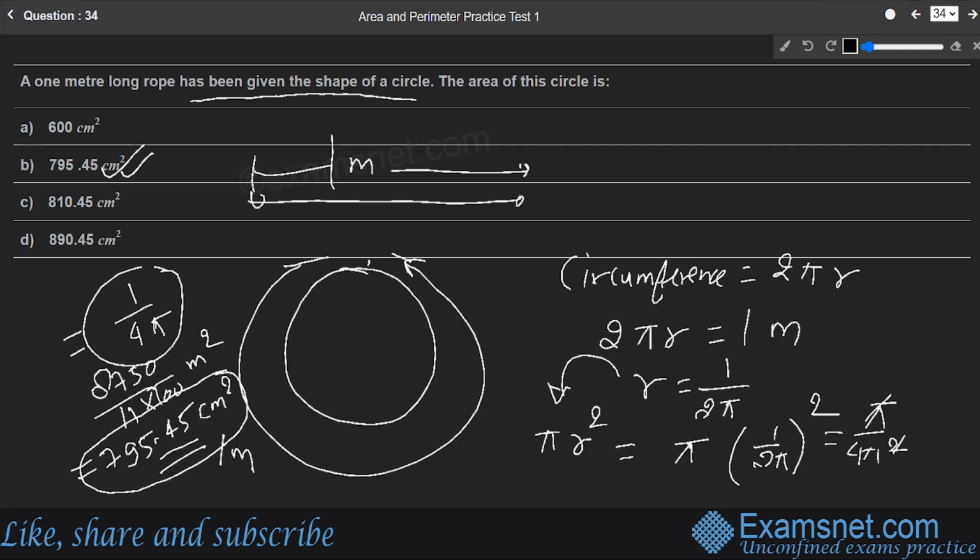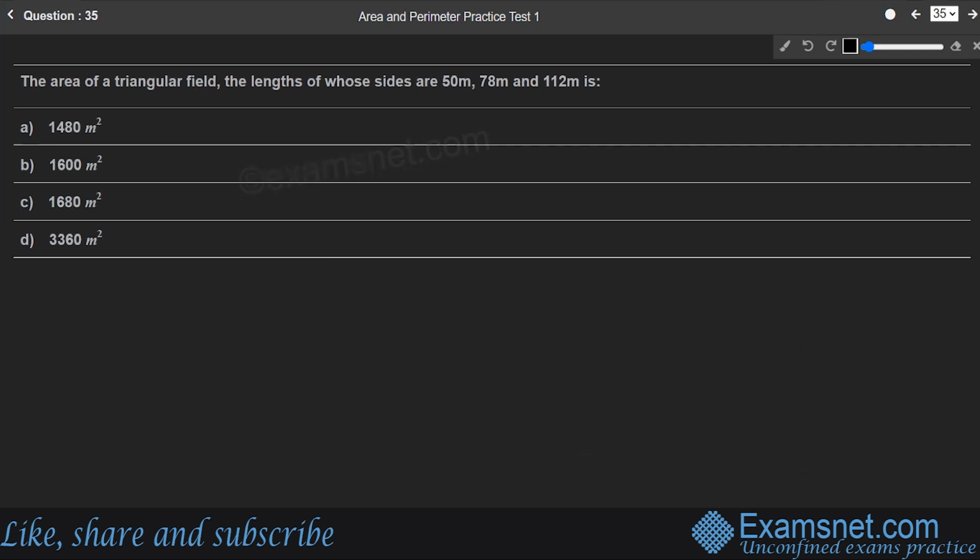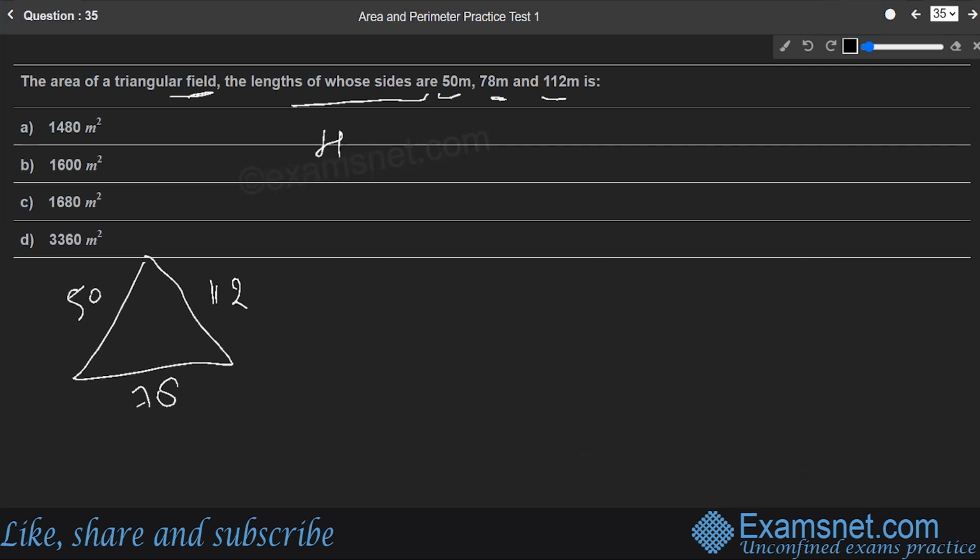Okay. Now, the area of a triangular field, the lengths of whose sides are 50, 78, and 112. So we have a triangle where the lengths are given as 50, 78, and 112. So clearly, when this type of situation is given, we can make use of Heron's formula. Okay, what is Heron's formula?